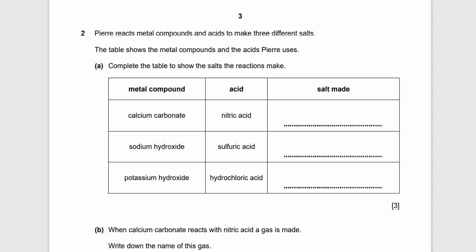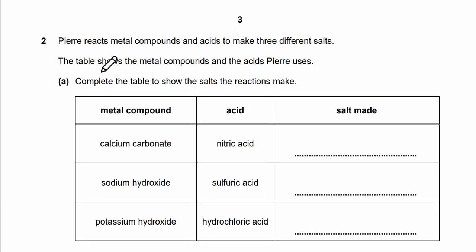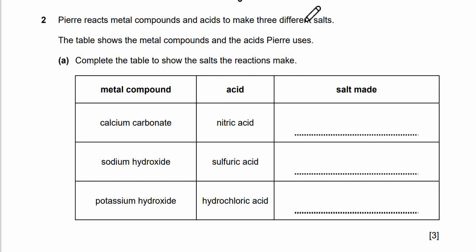Next, question 2. Pierre reacts metal compounds and acids to make 3 different salts. The table shows the metal compounds and the acids Pierre uses. Complete the table to show the salt the reactions make. Metal compound calcium carbonate with nitric acid. The salt made is easy, we just combine them. The first word from the metal is the cation, calcium, sodium, potassium, combined with the name of the acid. So calcium and nitric become calcium nitrate.